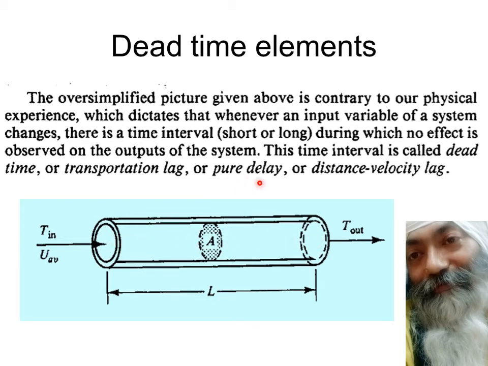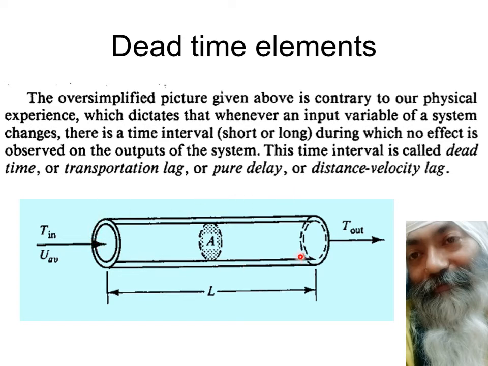Or it is called pure delay because nothing happens in those seconds. And sometimes it's also called distance velocity lag, because we want to remain in this position to know that this actually is equal to distance divided by velocity. That is why this peculiar name of distance velocity lag is given to this kind of delay.